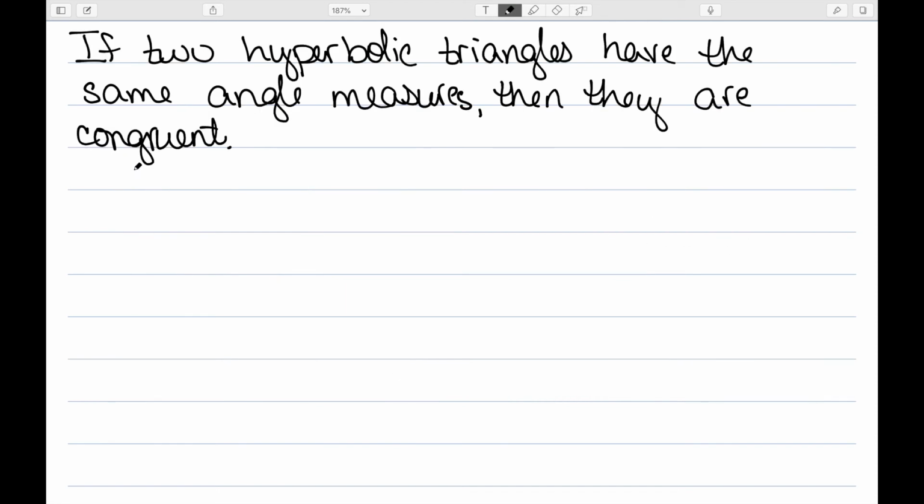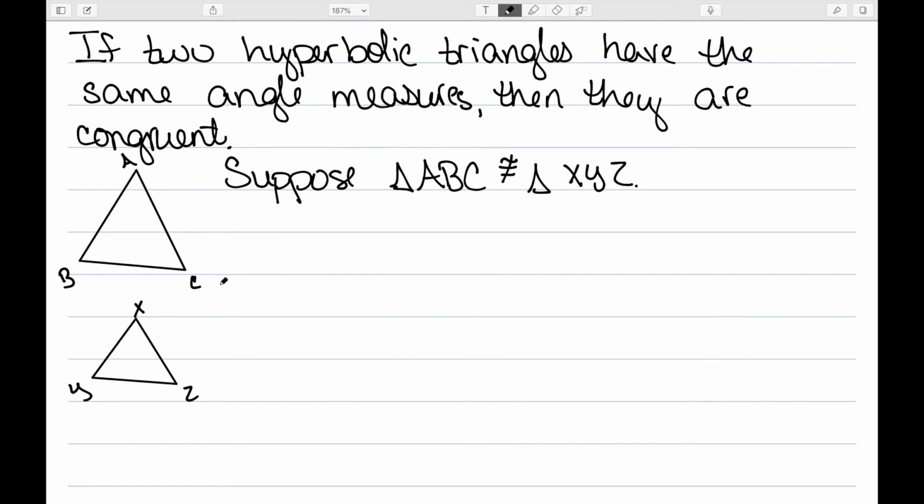I'm now going to do my AAA congruence. If we have two hyperbolic triangles that have the same angle measures, then they are congruent. And once again, this is going to follow my proof of spherical geometry very closely. So I have my two triangles ABC and XYZ. We're going to assume that all of their angles are congruent. And once again, we're going to suppose they're not congruent. This means that none of the sides can be congruent, since if they were, I would have angle side angle, which we know to be true.